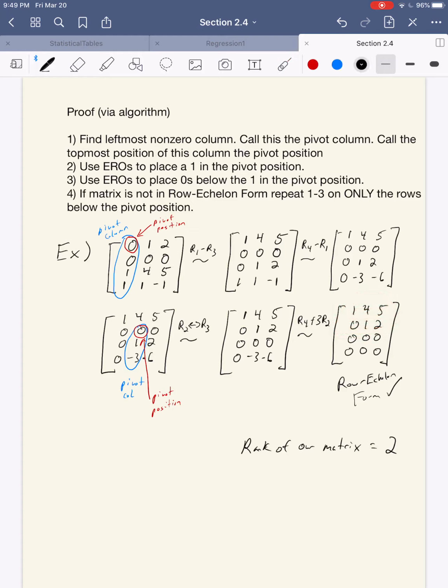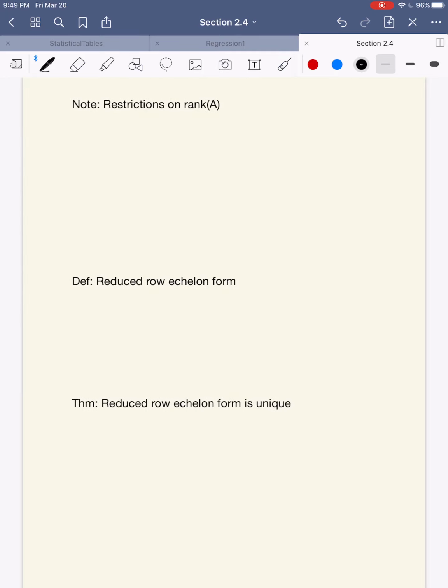All right, we're almost done with all this. We've got just a couple quick comments to make, a couple things about the rank, and one extra little definition to finish up 2.4 here. So, a couple little notes about the restrictions on the rank. Suppose A is m by n. Then, you do know 2 things immediately about the rank. Rank of A is going to be less than or equal to m. I want to start with that.